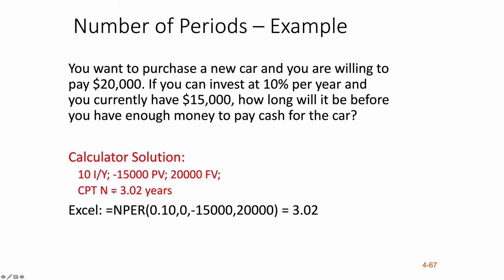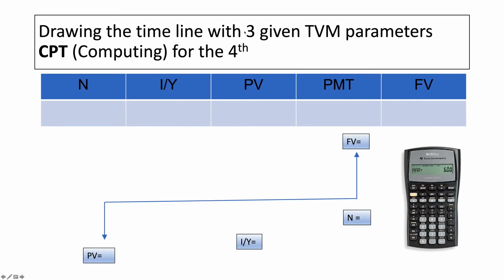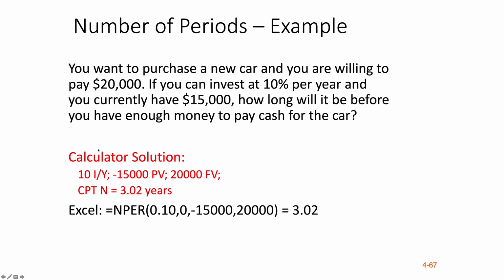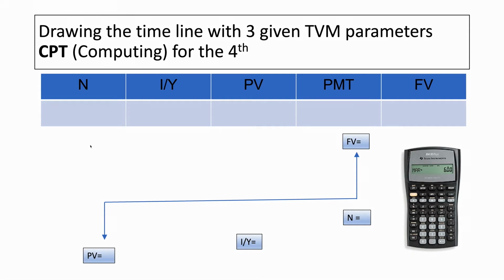Now the N is always in terms of years in this case. So you're solving for the missing variable here. Given 3 inputs, which are I, PV, and FV, solving for the fourth, here N. The financial calculator provides a very superior solution for that. You don't have to worry about it.